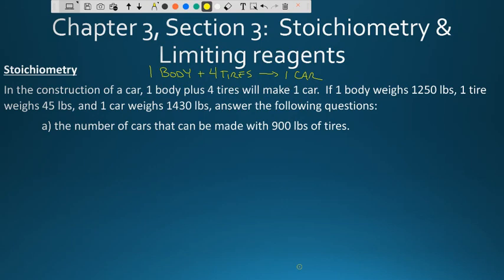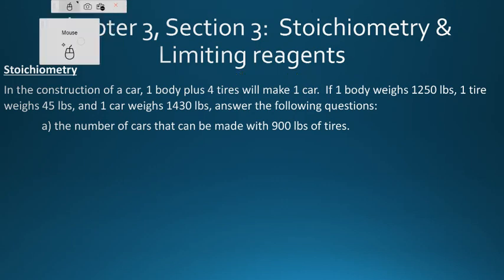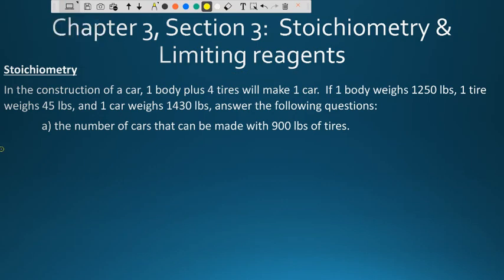I have some information about each of those individual things, and along the way I'm going to use this information to arrive at my answer. So let's take a look at the first question. It says 900 pounds of tires, and I want to know how many cars I can get from that. If I have 900 pounds of tires, I need to answer the question: how many cars can I get from that?